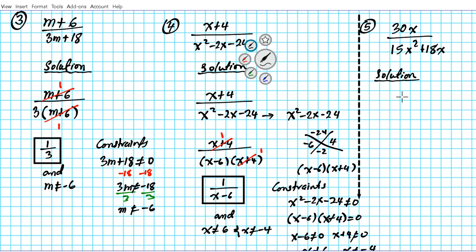Now, if you look at this expression right here, you notice that there's more work to do simplifying the denominator than simplifying the numerator. Okay, so I'm going to go ahead and factor the denominator first. So what can we take out from the denominator? Do you see what the greatest common factor is there? Greatest common factor is 3x. So you can pull out 3x from the denominator.